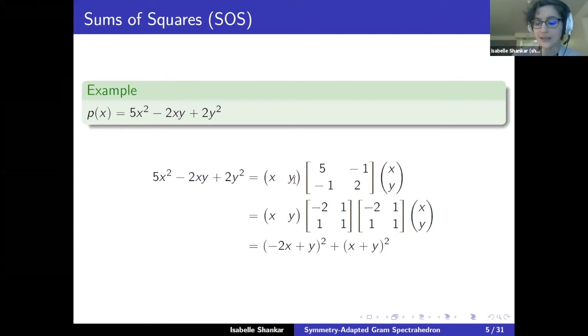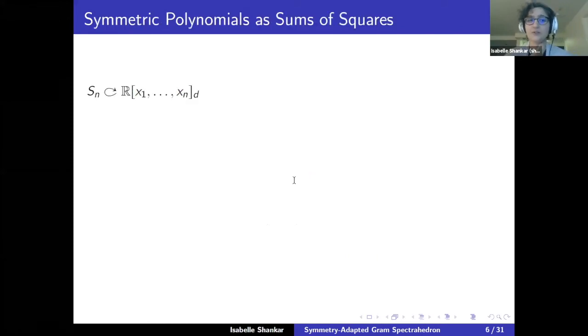Cool. Well, I'm going to keep going to symmetric polynomials as sums of squares. So this is really what I'm interested in, writing symmetric polynomials as sums of squares. I'll go into this a bit more in the main talk, but I wanted to touch on it here to give anyone who hasn't seen this material a chance to see it for the first time and digest a little bit before the main talk.